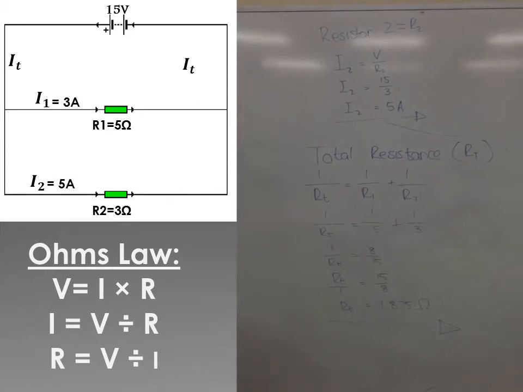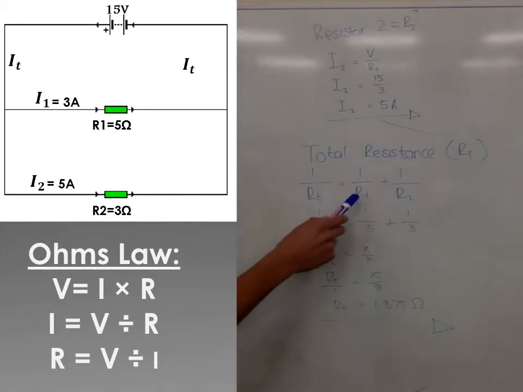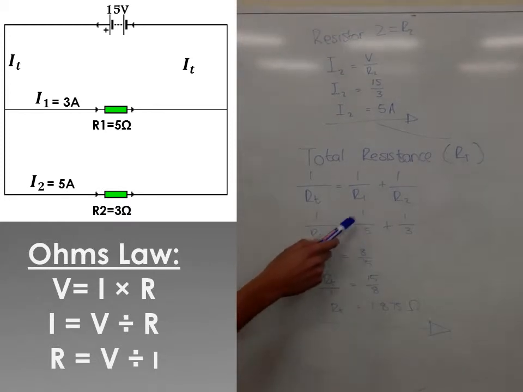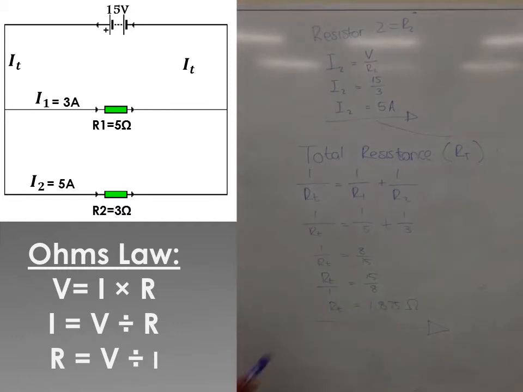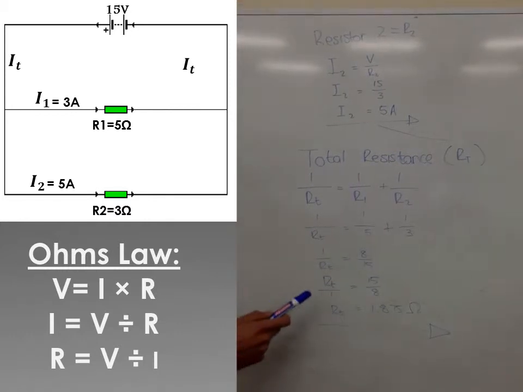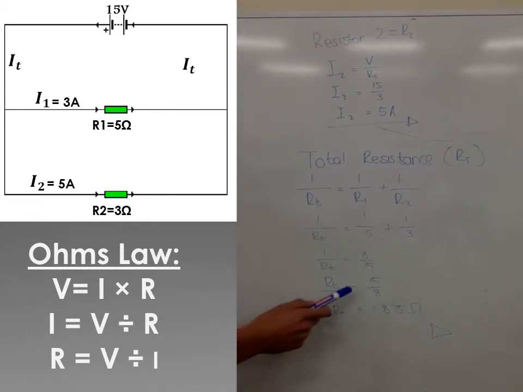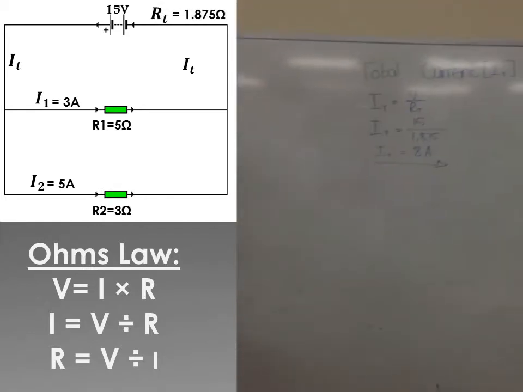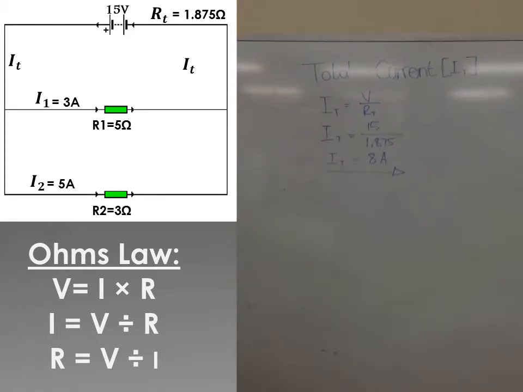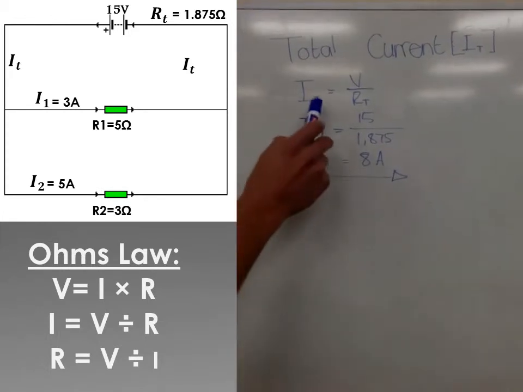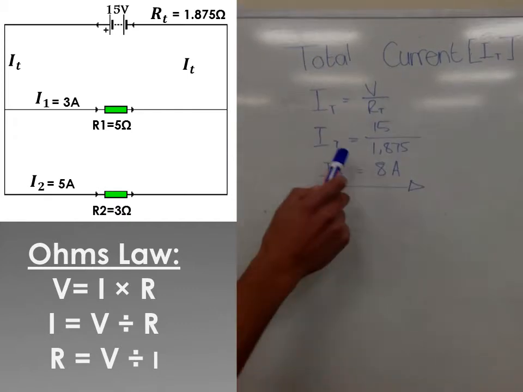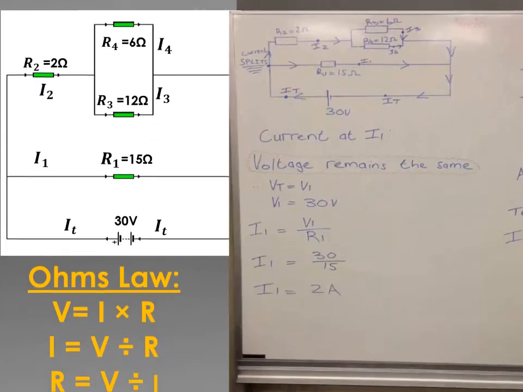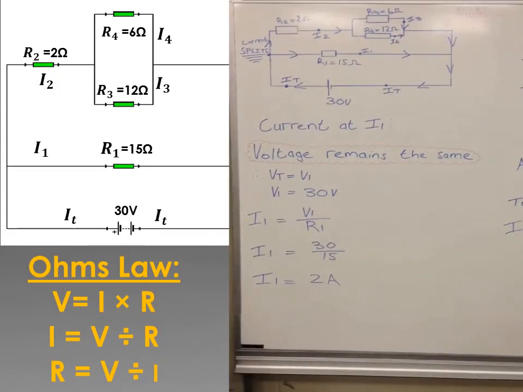To work out the total resistance, we use 1 over RT equals 1 over R1 plus 1 over R2. This gives us 1 over RT, which is equal to 1 over 5 plus 1 over 3, which gives us 8 over 15. We then swap these numbers around and it gives us 15 over 8, which gives us 1.875 ohms. To work out the total current, we use Ohm's law again. Therefore, IT is equal to V over RT, which is equal to 15 divided by 1.875, which gives us 8 amps.